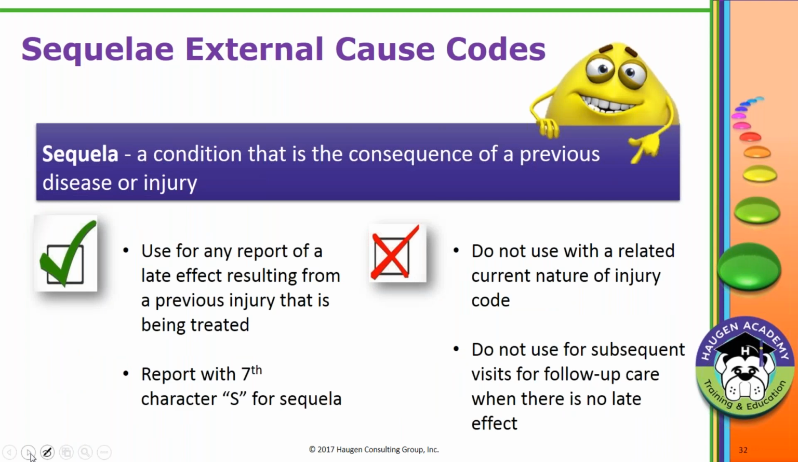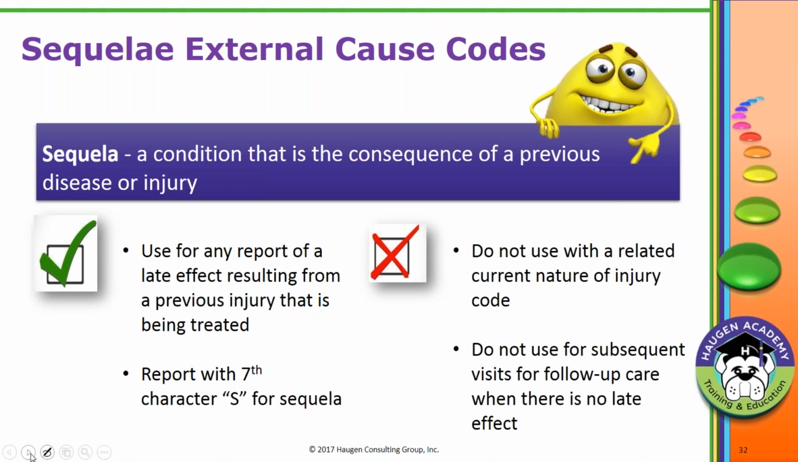Moving on to sequela. Sequela are reported using external cause codes with the 7th character S, so S for sequela. These codes are used with any report of a late effect or a sequela resulting from a previous injury. A sequela external cause code really should never be used with a related current nature of an injury code. So some do's and some don'ts.